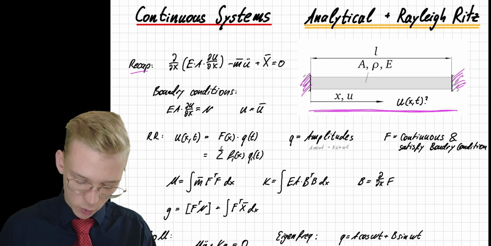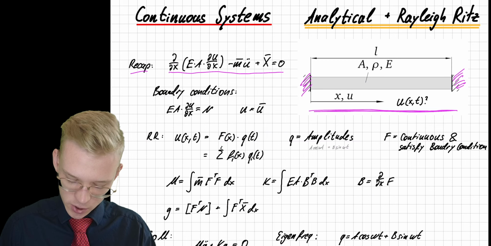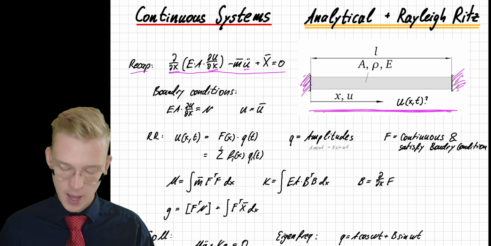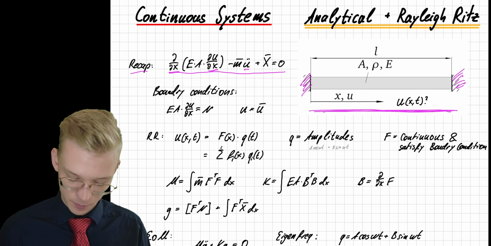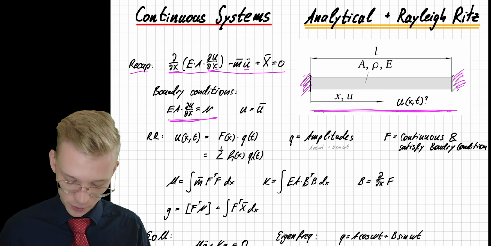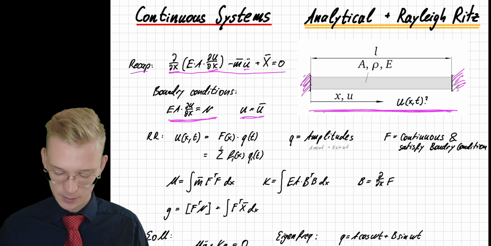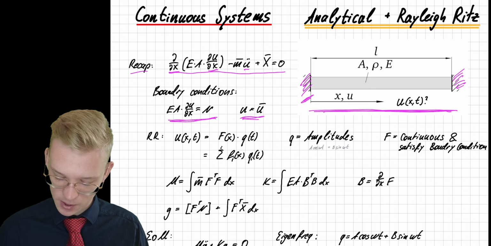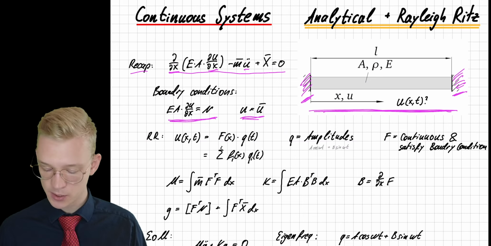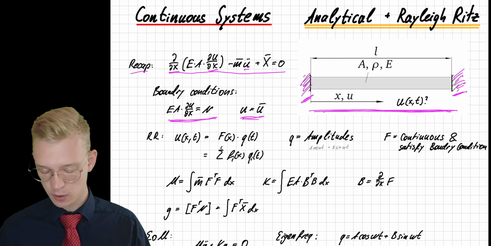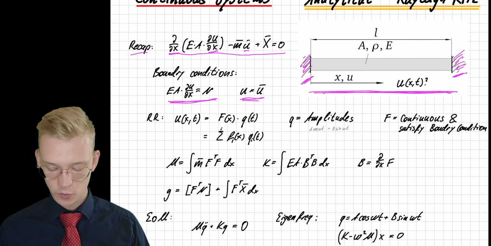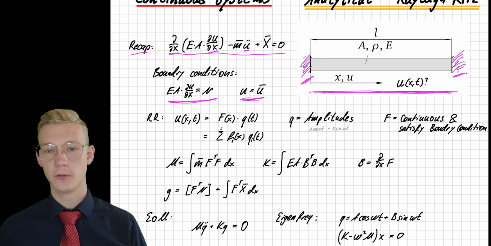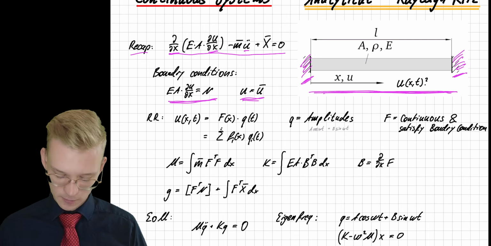So to recap, we had our differential equation in space and in time of our beam, and we had boundary conditions. So possible boundary conditions are that we prescribe a force or a displacement. Now, because we have a fixed bar, we have zero displacement at the beginning and zero displacement at the end. And with these two equations, we will get an analytical solution for the eigenfrequency and the eigenmodes.